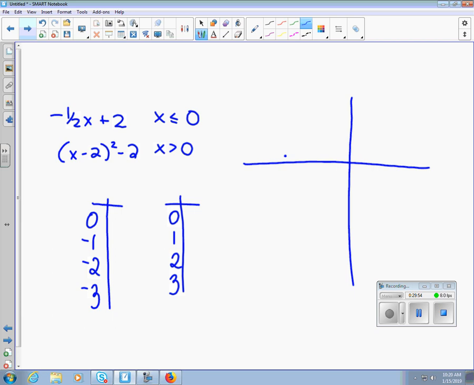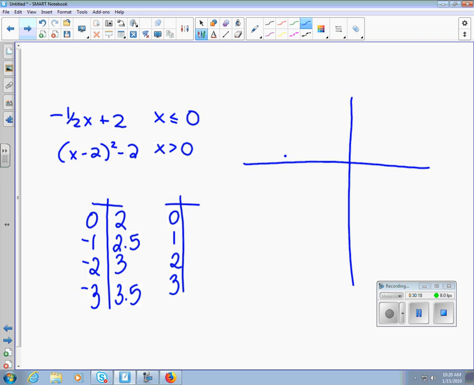So now when I graph this, we're going to plug this in. If I put 0 in here, I'm just going to get 2. If I plug in -1, I'm going to get 2.5. If I put in -2, I'm going to get 3. And if I have -3 in there, that will be positive 3.5. So there's that piece.